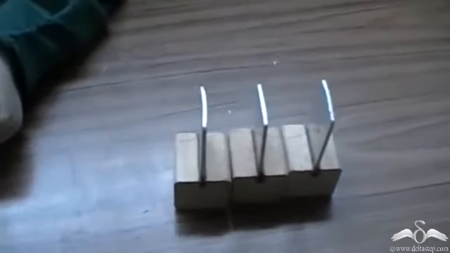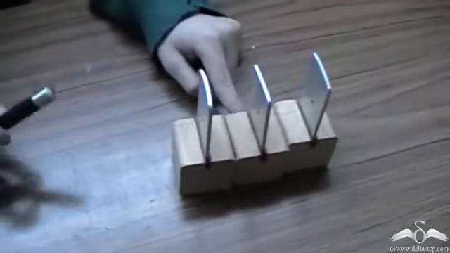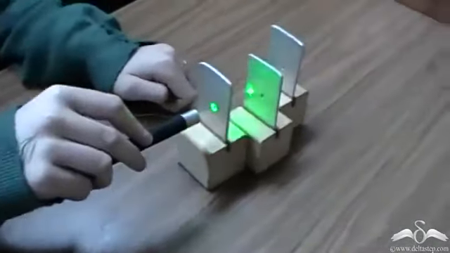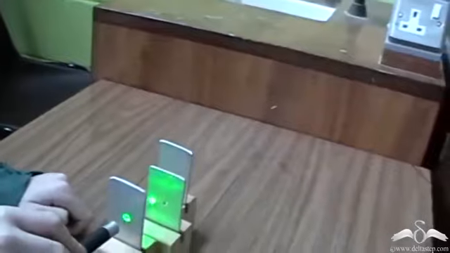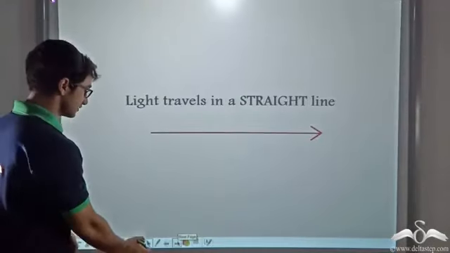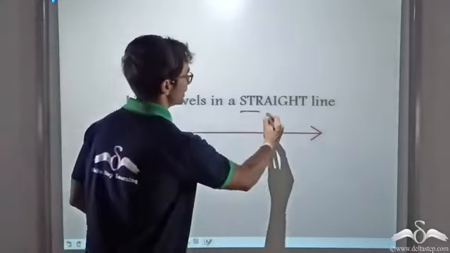Now, if the cardboards are moved, let's say their alignment is changed, then you will notice that the laser light is no more visible on the other end. This proves that light always travels in a straight line.